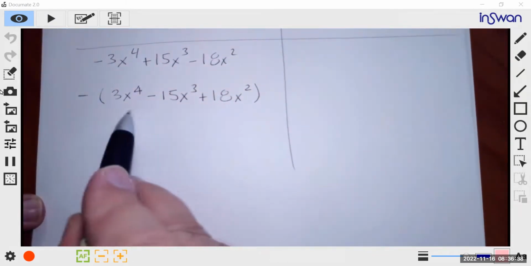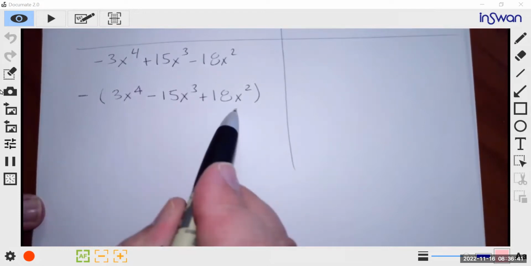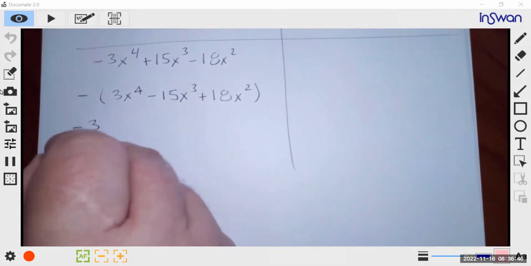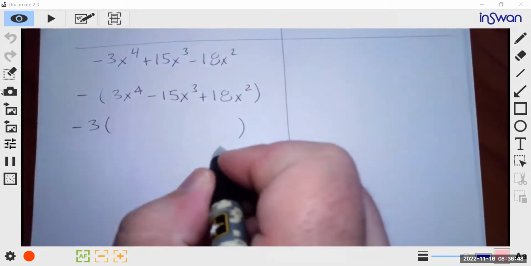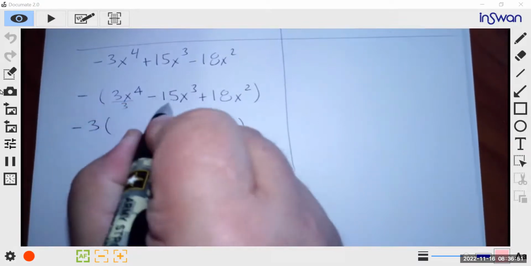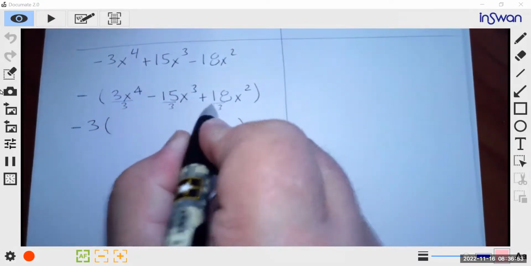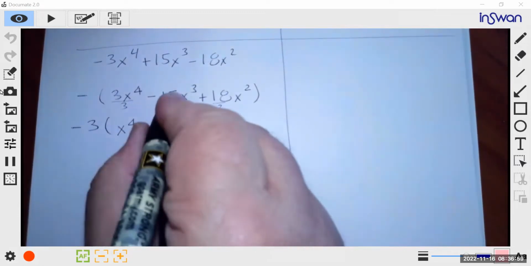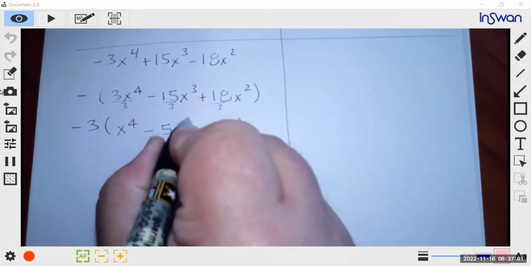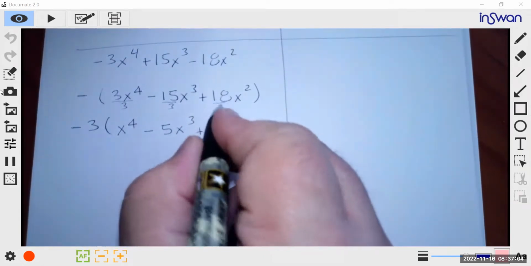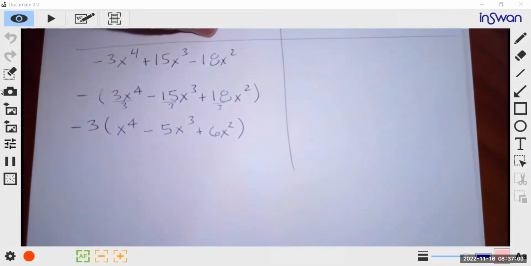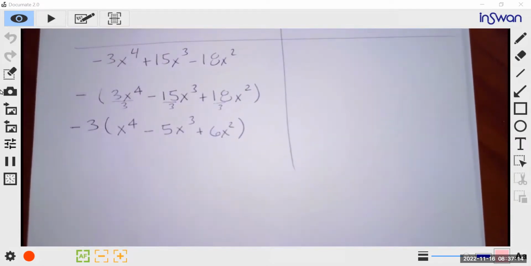Now, inside here, what do they have in common? Okay, let's take out a 3. If we take out a 3, again, since we factor it out, we divide. So 3 divided by 3, the 3's are gone. 15 divided by 3 is 5. 18 divided by 3 is 6. So it's easier again.